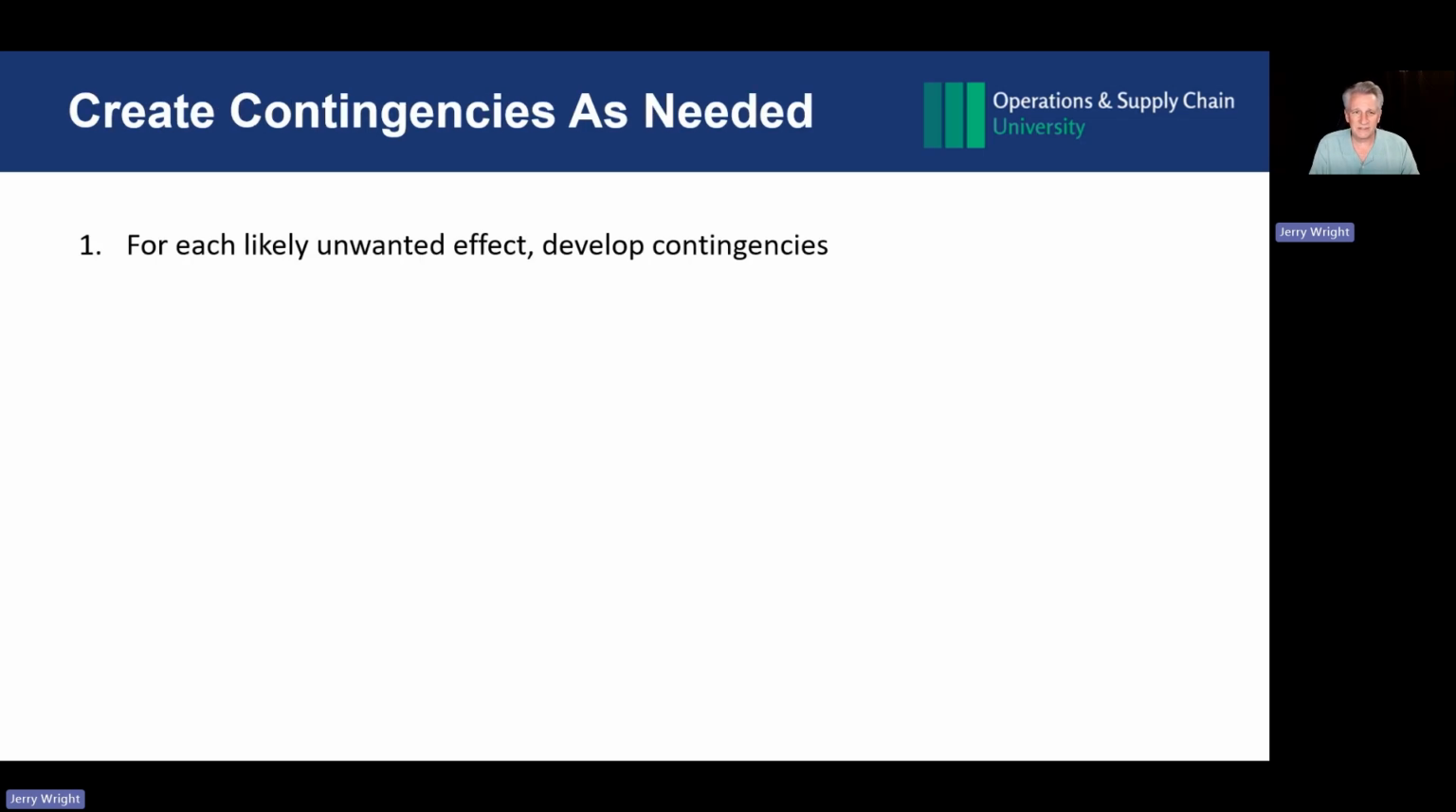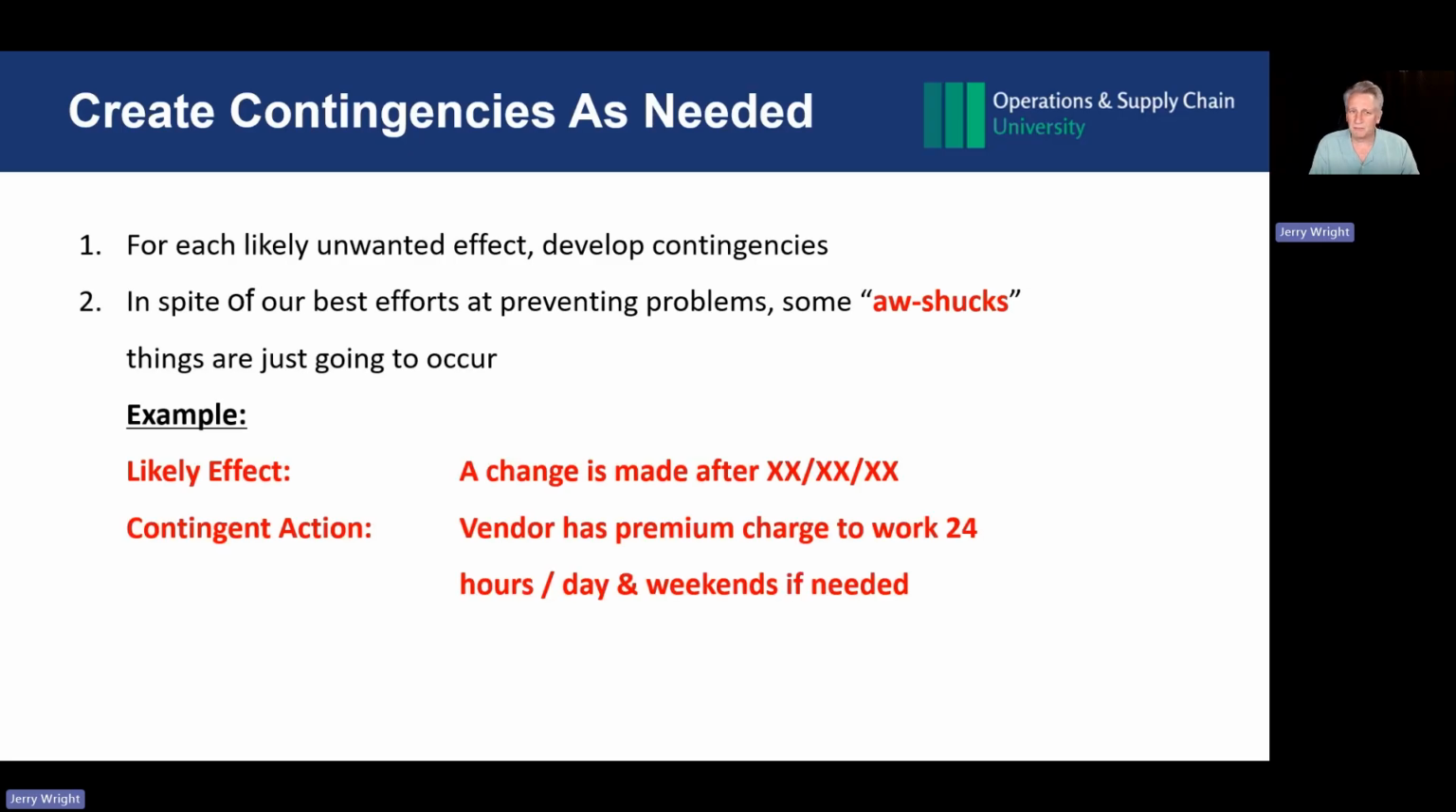Now on contingencies, because you're going to have some unwanted effects, that's typical. You want to develop contingencies. So in spite of our best efforts at preventing problems, some aw shucks things are going to happen. Murphy shows up. And then an example would be likely effect: a change is made after our design freeze date or our project no more changes date.